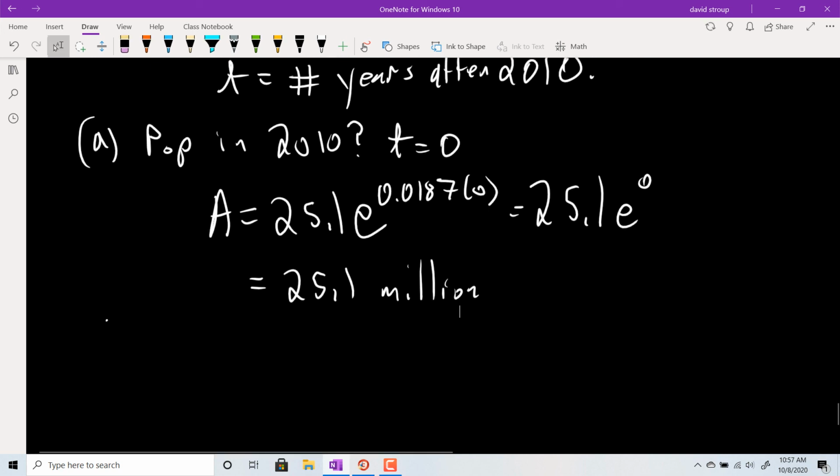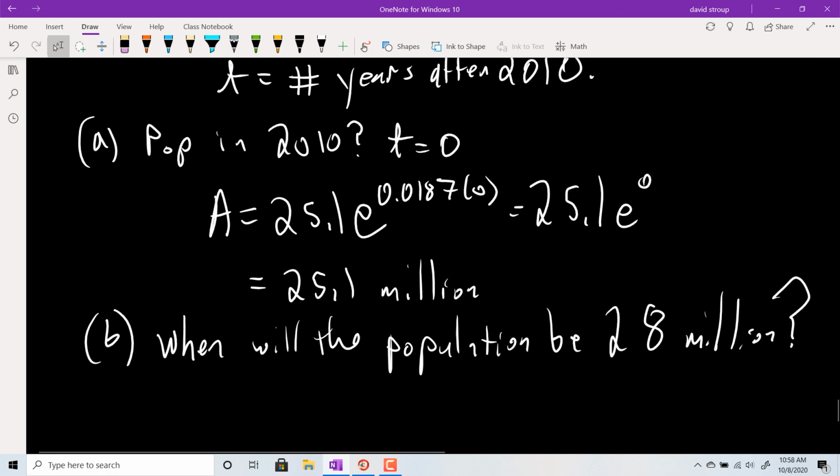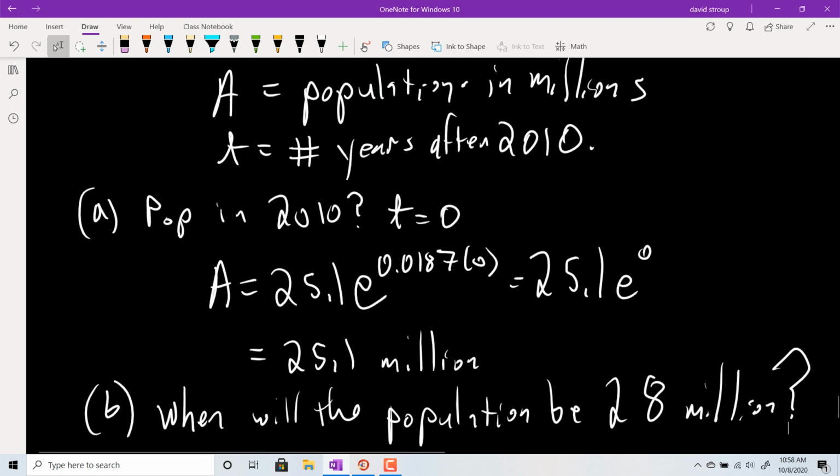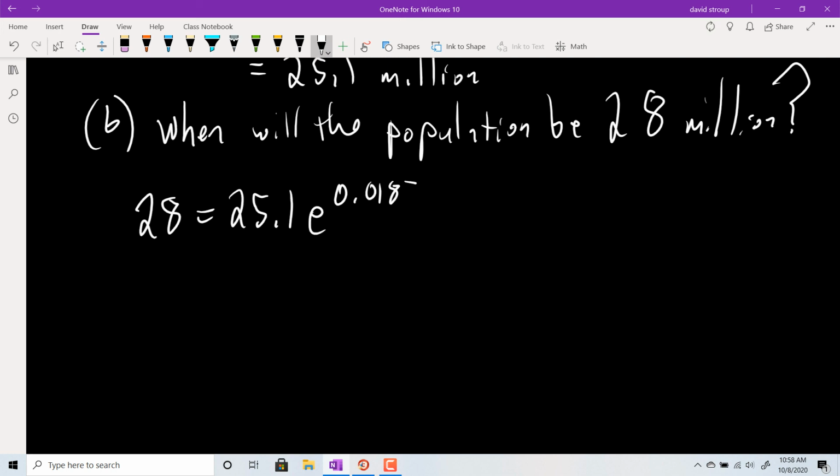Then you could use this to figure out when will the population be something. So when will the population be 28 million? Okay. So what you need to do is set that original equation equal to 28 million and solve. So you replace A in the original equation with 28. And then on the other side, you'll have 25.1 e to the 0.0187 t. You need to solve for t.